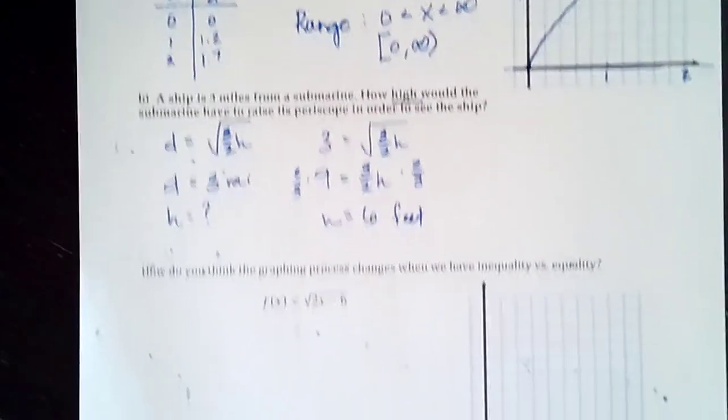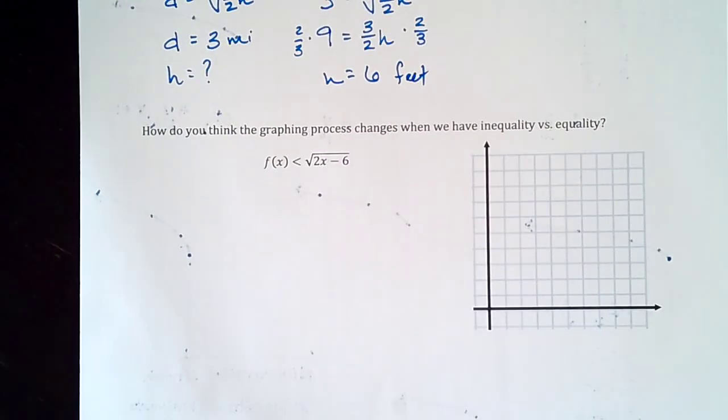All right, last one. I know I've thrown a lot at you. Stay with me just a little bit longer. So how do you think the graphing process changes when we have an inequality versus an equality? Well, the process stays basically the same. We're still going to graph it in the same way. However, just like when we graphed other inequalities earlier in the semester, we have a few extra steps. So, I'm just pulling one thing up here.